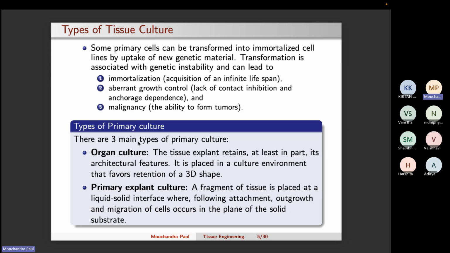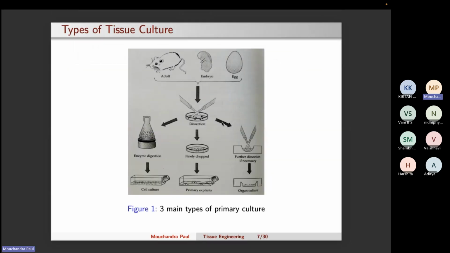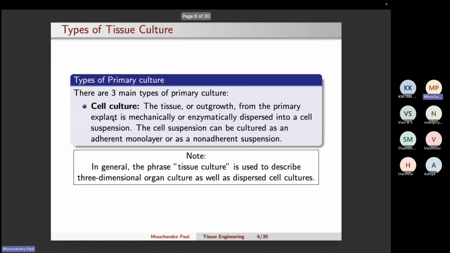Now there are a few types of primary culture. What did I say primary culture is? Primary culture is when you take cells directly from an animal tissue. There are three main types of doing primary culture. In this figure, you can do it directly from an organ, which is called organ culture, or you can do primary explant culture, and the third is cell culture.